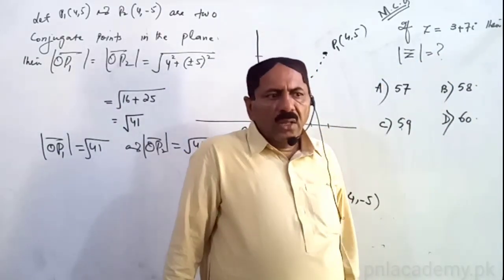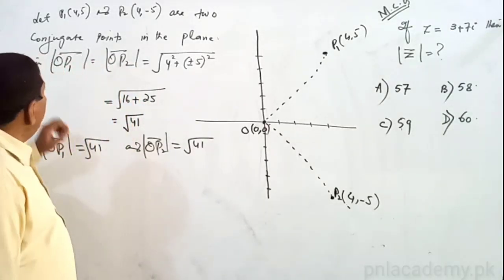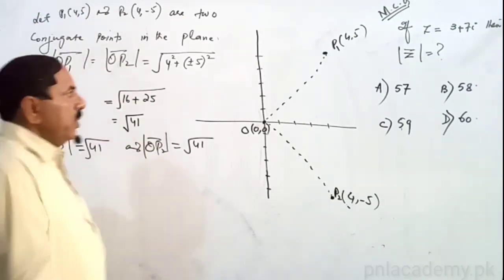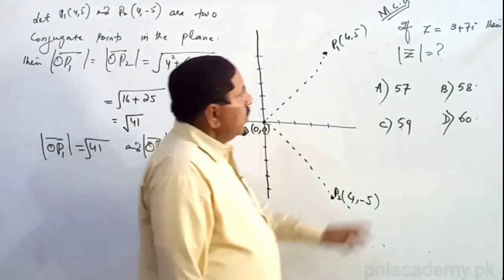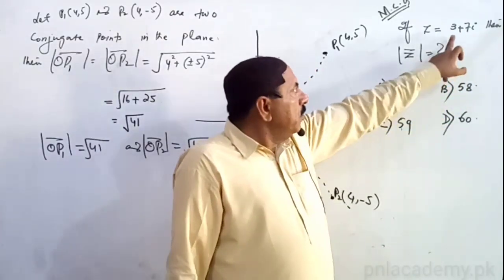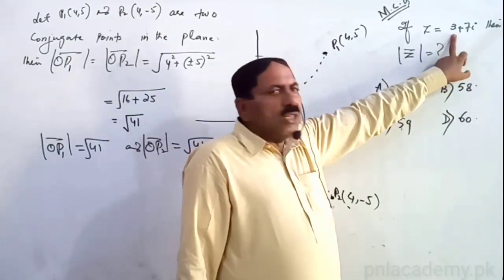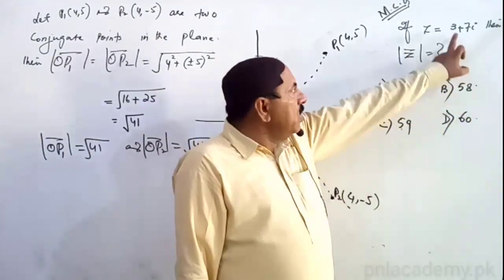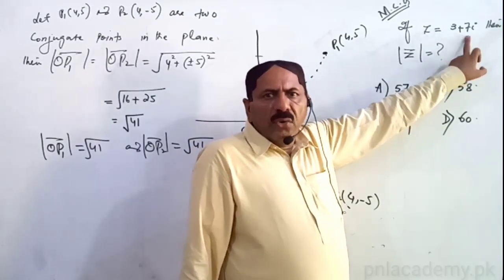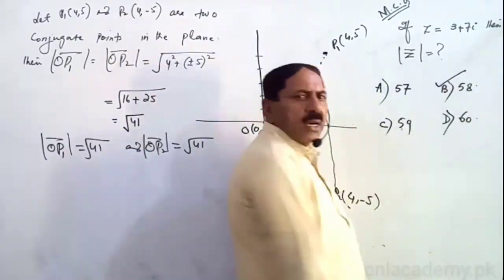So the condition is that if z is equal to 3 plus 7 iota, then z bar will be 3 minus 7 iota. You already observed that the value of a number and its conjugate will be the same. So if 3 plus 7 iota is the number, then 3 minus 7 iota will be the conjugate. So its value will be 3 square plus 7 square. 3 square is 9, 7 square is 49, 9 and 49 make 58. Root 58 is the correct option. This one is the correct option.